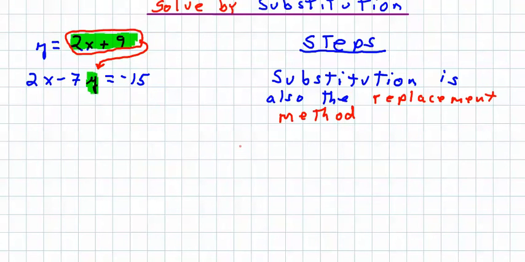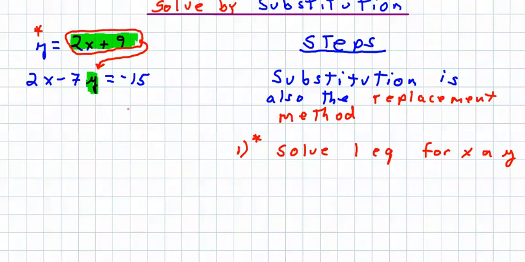Step one, you will not have to do today. I'm putting it in here for completeness. In the next video, we will do an example with that. The first step is to solve one equation for x or y. If you notice right here, I've already solved this equation for y. But there will be times when you have to do that yourself. Not today.